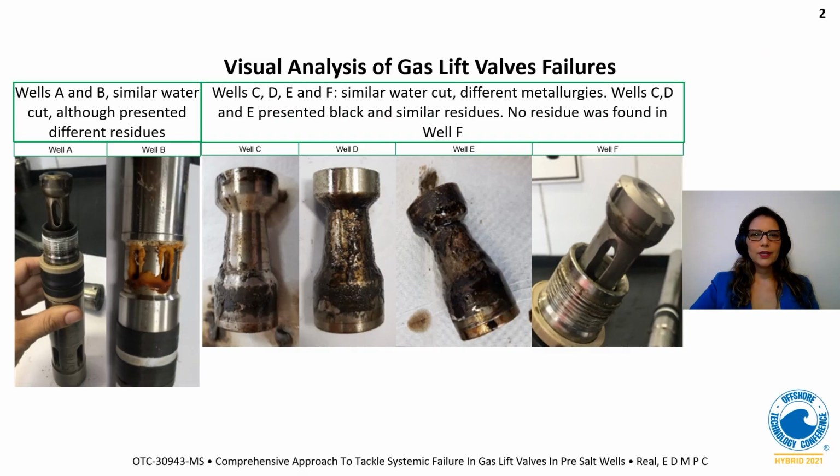For this work, we analyzed 6 gas lift valves, as you can see in those pictures. All of them were removed from Santos Basin's pre-salt wells after failure. All 6 wells are natural flowing wells and produce an average of 70,000 barrels per day.